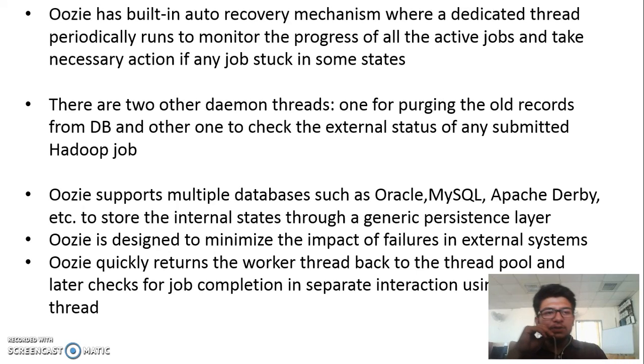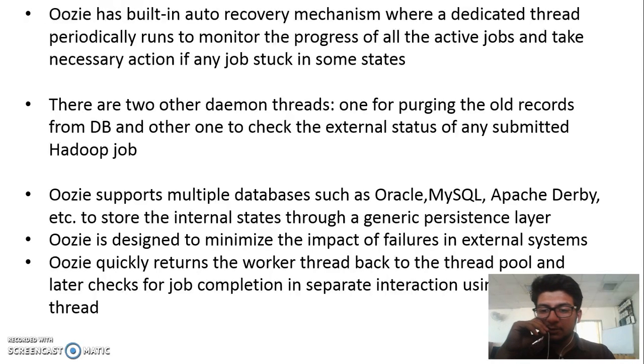So let's continue with the features of Oozie. Oozie has a built-in auto recovery mechanism where a dedicated thread periodically runs to monitor the progress of all the active jobs and takes necessary action if a job is stuck in some state. There are two daemon threads, one for purging the old records from the database and one to check the external status of any submitted Hadoop job. Oozie supports multiple databases such as Oracle, MySQL, Apache Derby, etc. to store the internal states through a generic persistence layer.